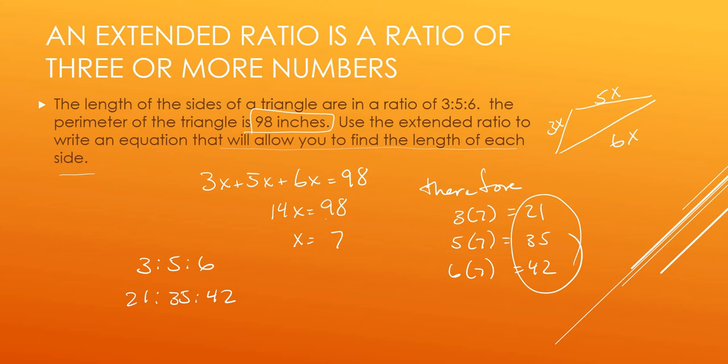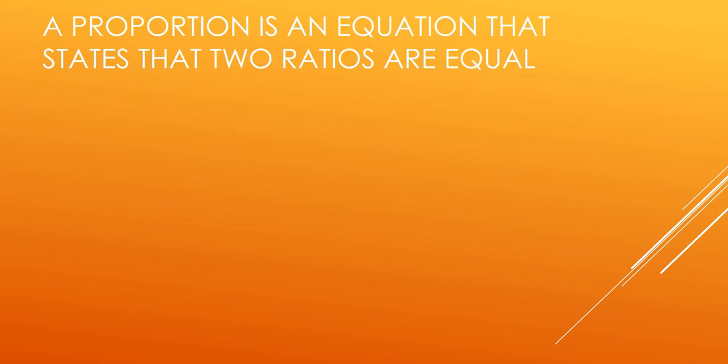So that's the way that we use ratios to find particular side lengths or values using ratios or extended ratios. Now we're going to look at a proportion. A proportion is an equation that states that two ratios are equal.